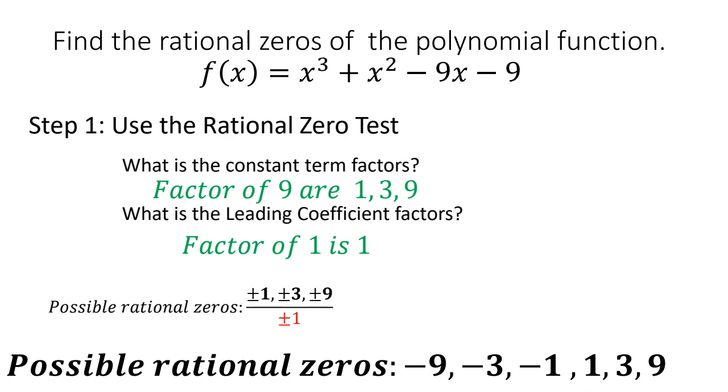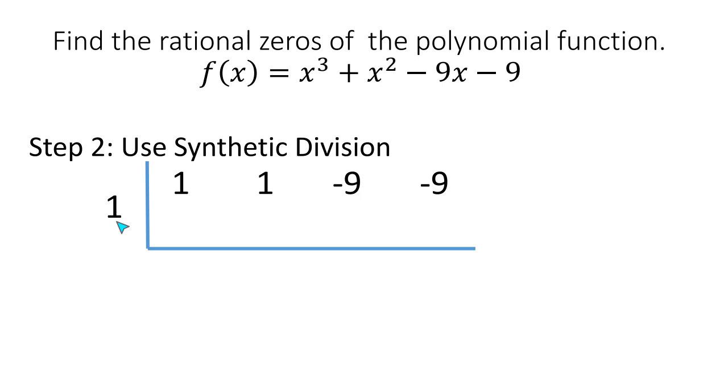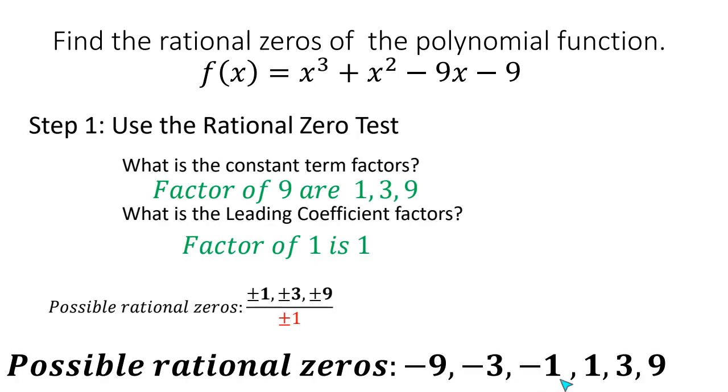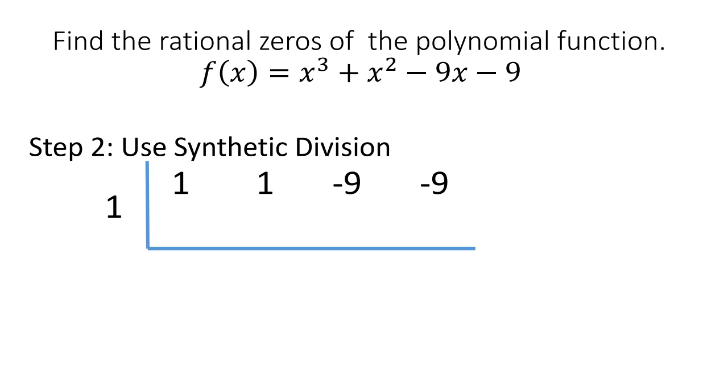Okay, I always like to start with number 1. And so I'm going to use 1, and I'm going to use synthetic division. So to set up synthetic division, we take the coefficients. So this is a 1, x squared has a 1, x has a negative 9, and then your constant term is a negative 9. The 1, again, I just got from one of these possible zeros. So then we bring the 1 down.